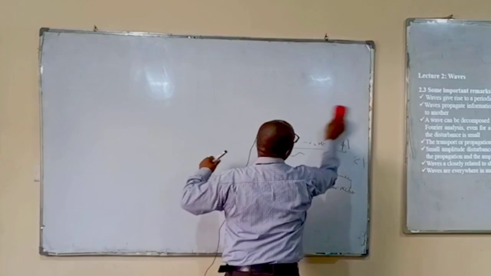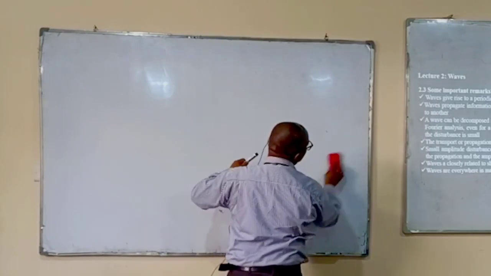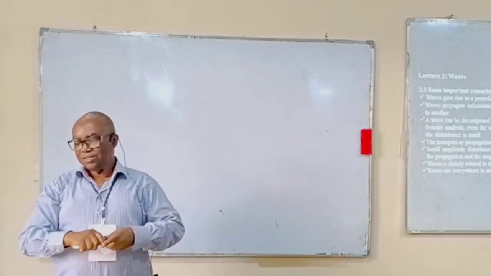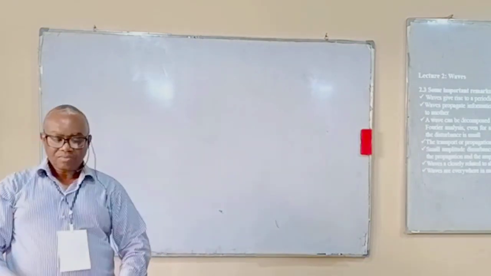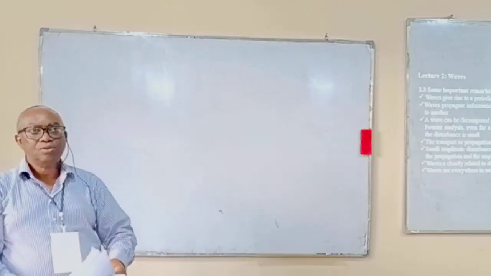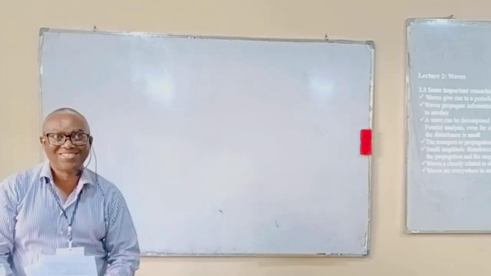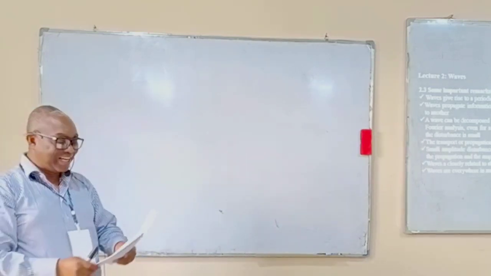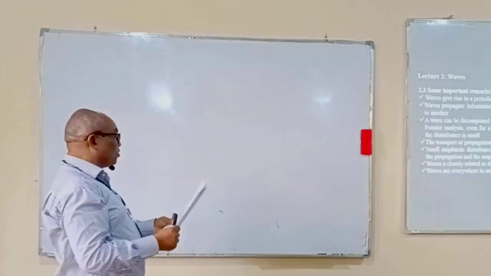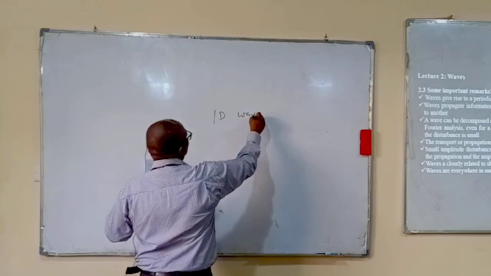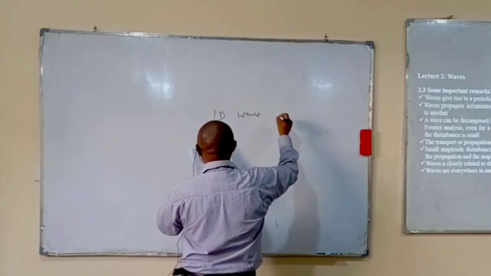The coordinator is giving me the go-ahead order to exercise his rights. And his rights is that I must make you understand. Is it not? This is the 1D wave equation. So if you can look for the solution, I'll be happy.